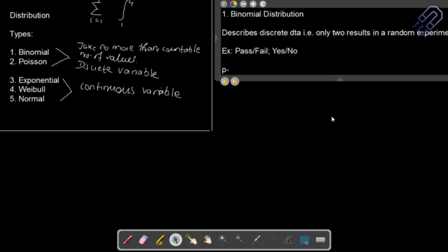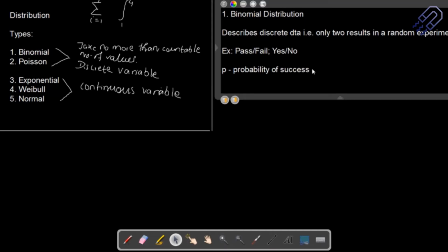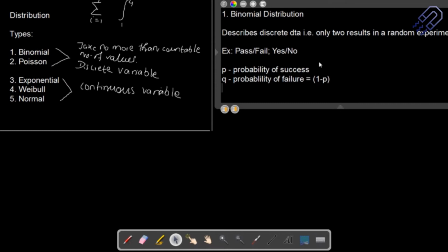Whenever we do some kind of notation, this is something you might have already studied, because it is usually part of the physics syllabus. P is the probability of success, and Q is the probability of failure. This might be a bit of revision for you. When we know the probability of success, we get the failure by subtracting it from 1: 1 minus P gives you the probability of failure.